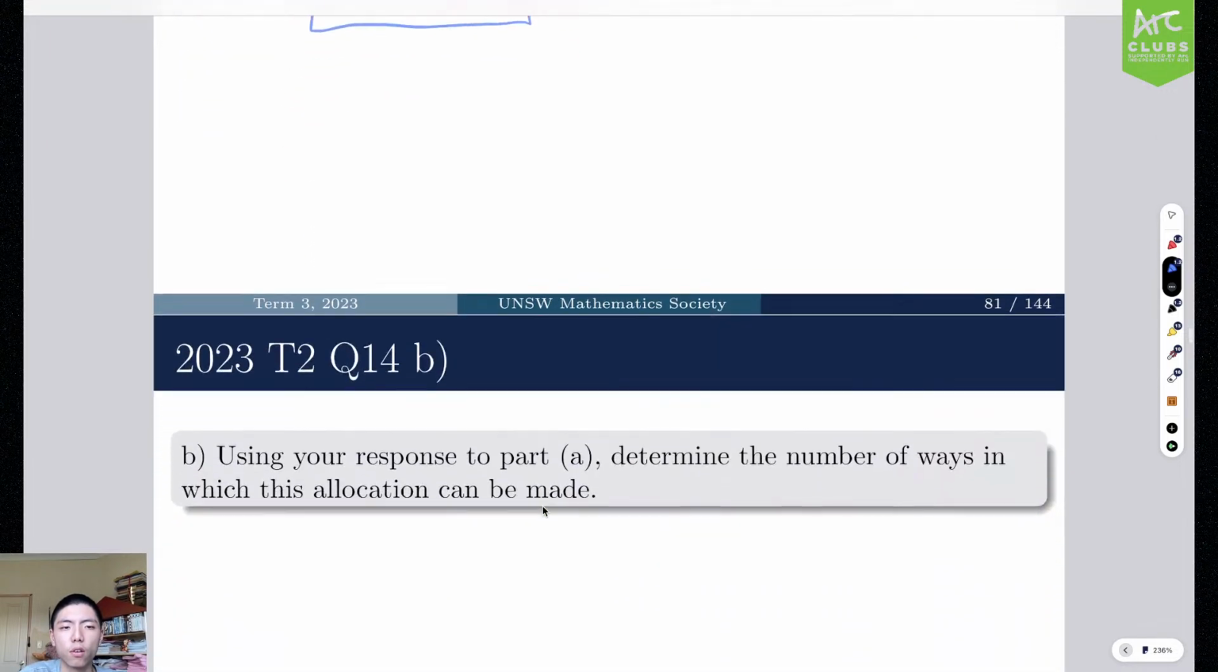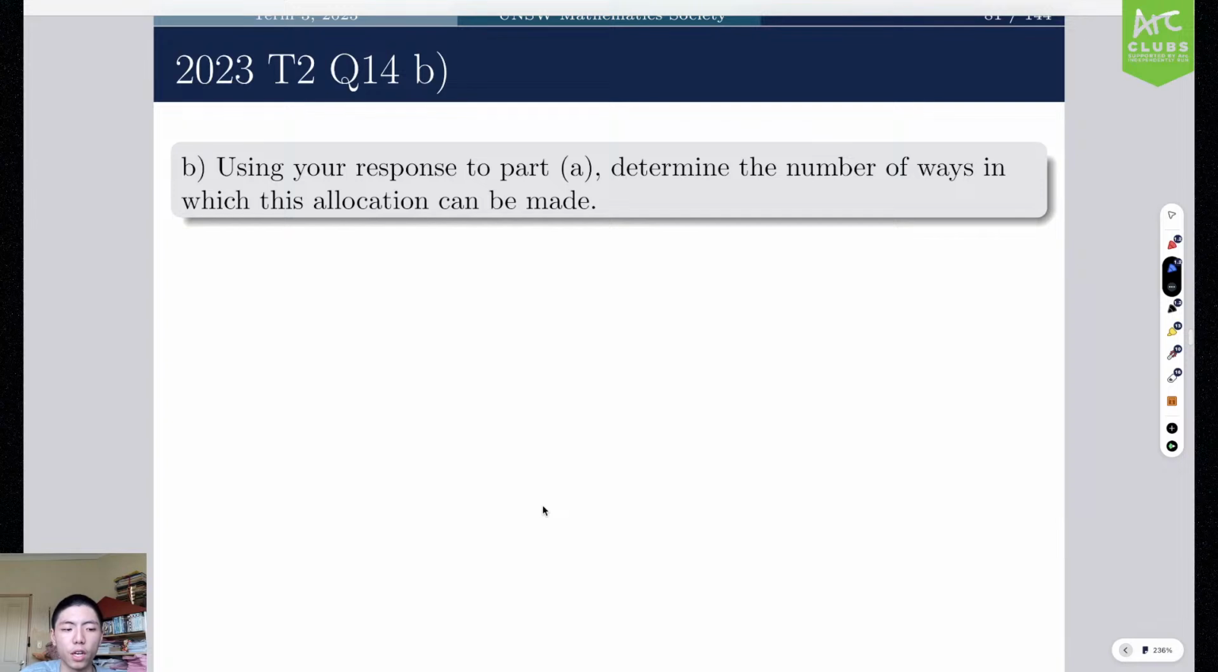Okay, so now we have just come up with the equation of G plus S plus C plus D minus 30 equals 0. We need to use this response that we just came up with to determine the number of ways in which the allocations can be made. So remember that they're going to be in units of 1,000, so we only need to think about it as splitting the 30 units among the 4 asset classes.